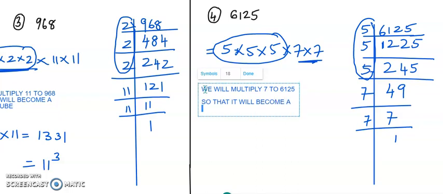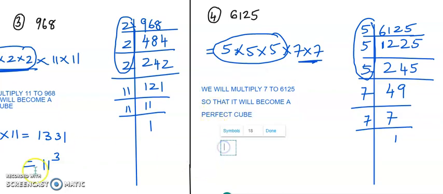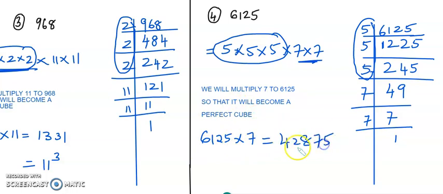Okay, so we are going to multiply by 7, which will give me 42875, which is 35 cube. Okay, hope this is clear. So by prime factorization, you will find out which number is not in a triplet and how much less. Accordingly, you will do the multiplication. Okay, hope this is clear.